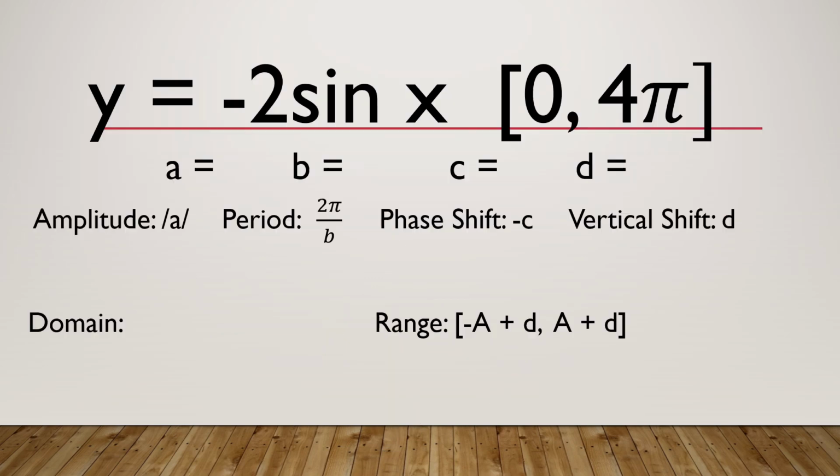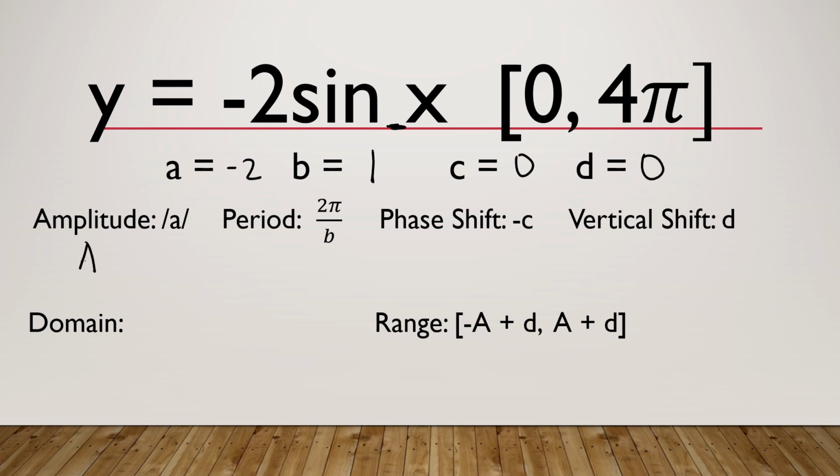Let's try another example. For y equals negative 2 sine x, the condition is from 0 to 4 pi. So let's start with checking if the given trigonometric function is in standard form. Since this is in its standard form, we're going to start with identifying the values of a, b, c, and d. The value of a is negative 2. The value of b is equal to 1. Since the numerical coefficient of x is 1, we're going to write 1. The value of c is 0 and the value of d is 0.